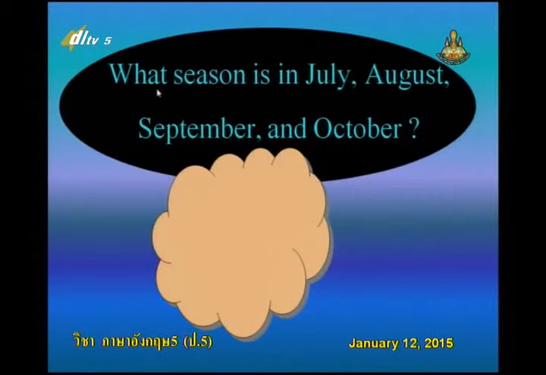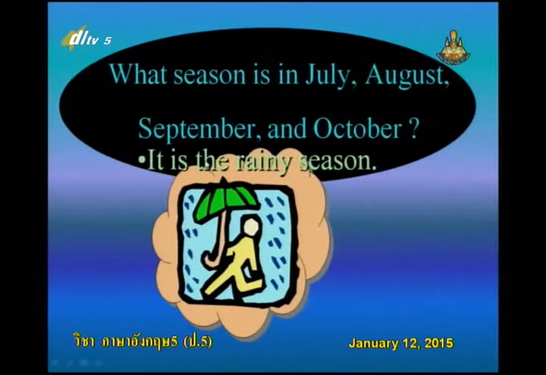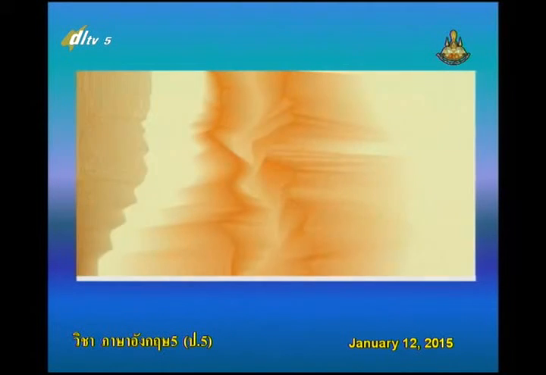Say the question, please. What season is it in July, August, September, and October? It is the rainy season. Okay, report the answer in a statement. Say again. The rainy season is in July, August, September, and October. Very good. Good job. Next one.